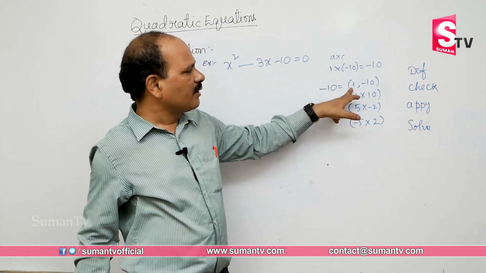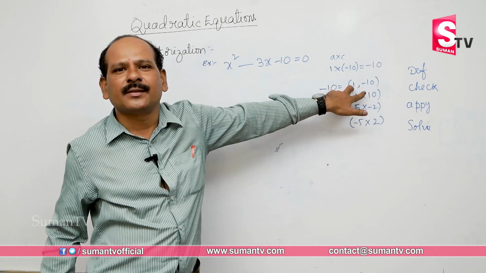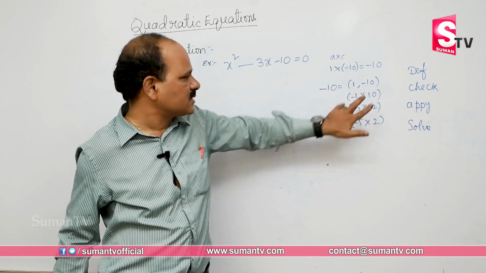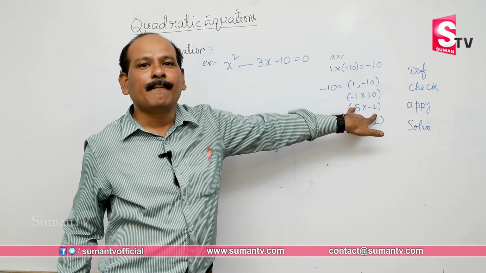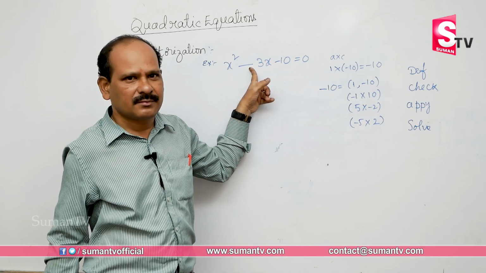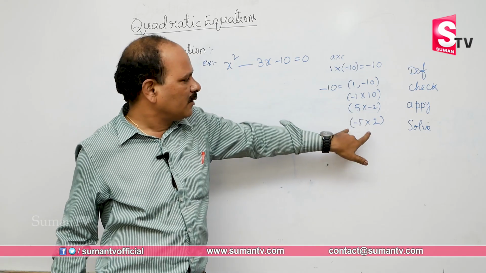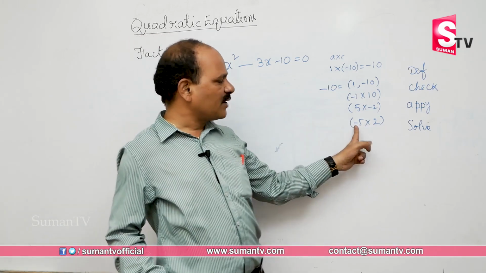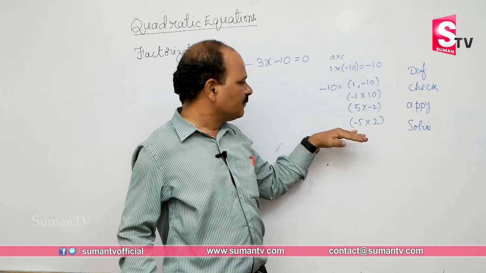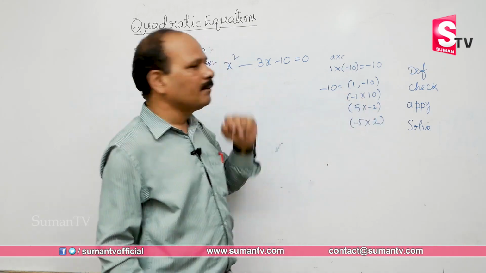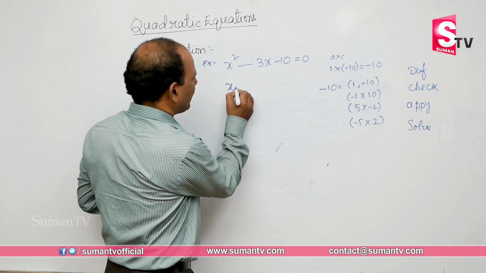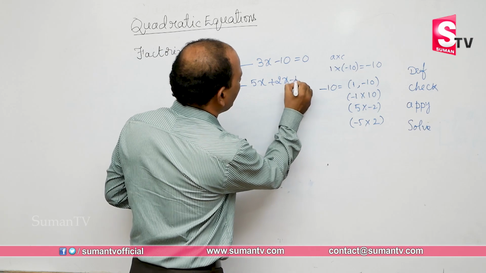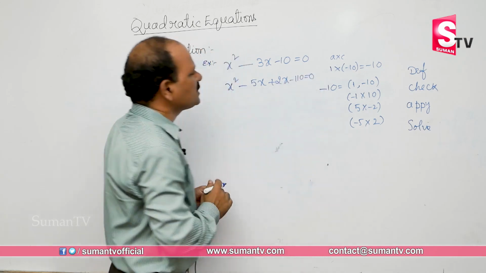See, first one, 1 and minus 10. If you add these two, you will get minus 9 as the answer. Minus 1 and 10, here you will get plus 9 as the answer. 5 and minus 2, you will get plus 3. But here you have minus 3. So, these factors are not suitable. Come to the final one. Minus 5 and 2. You are getting minus 5 plus 2, you are getting minus 3. So, these two factors are suitable for the middle term. X square minus 5x plus 2x minus 10 is equal to 0.